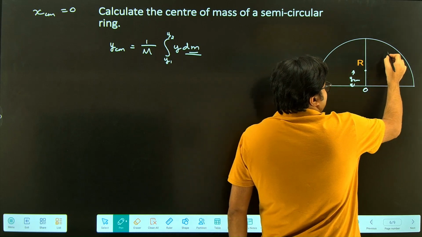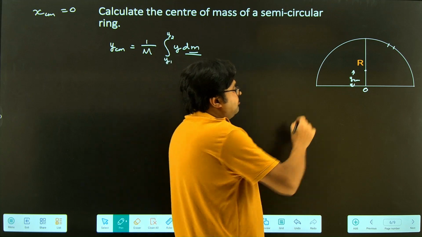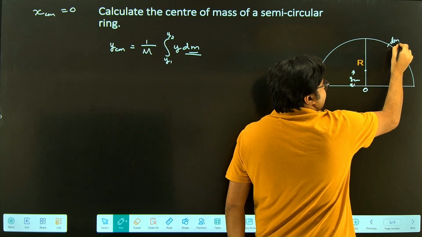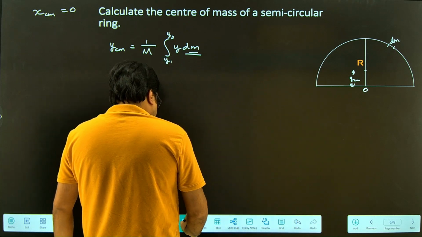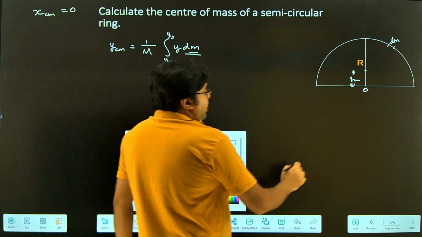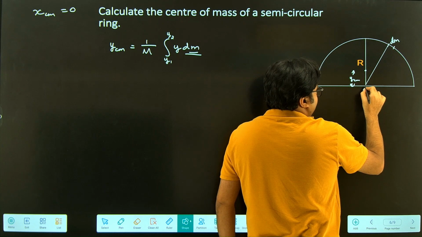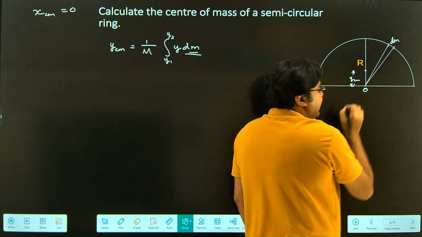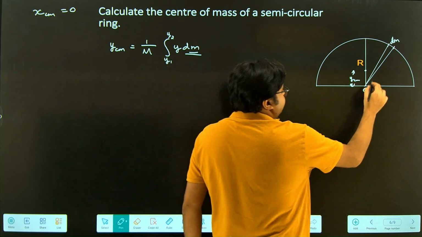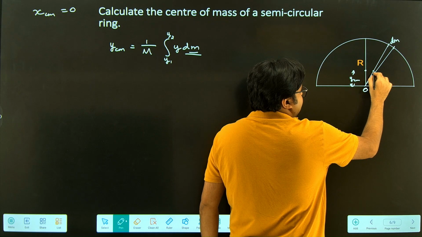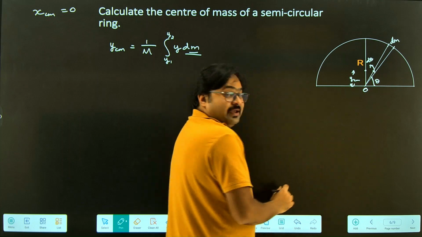So I shall take a tiny bit of this particular ring. Let me call that tiny bit dm. Dm is an infinitesimal mass. And to that place, let's draw two radii to calculate the angle between them. And the angle between them is, let's say, d theta. That angle is d theta. This angle is theta, right?